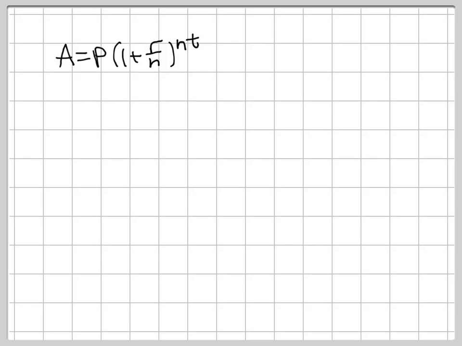And is it compounded annually, or semi-annually, or monthly, daily, or continuously? Of course, continuous uses a different formula. But those are the things that we studied.